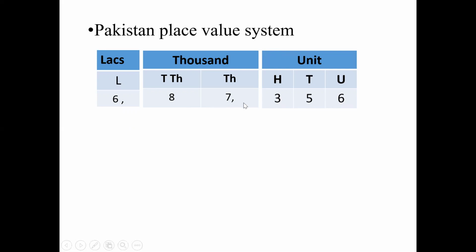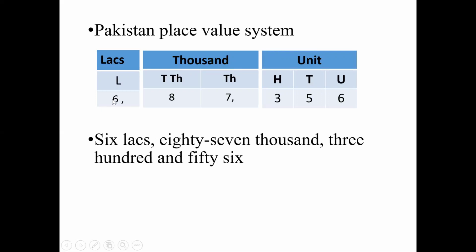So can you see, 653 are 3 digits and then we have the comma. Then 7 and 8, the 2 digits, leave and put the comma, and this house is incomplete right now. So we will read it as 6,87,556.